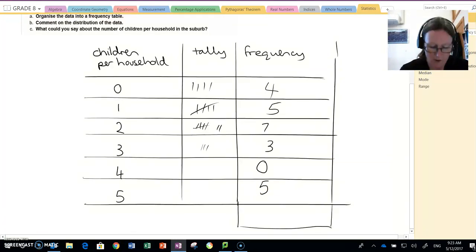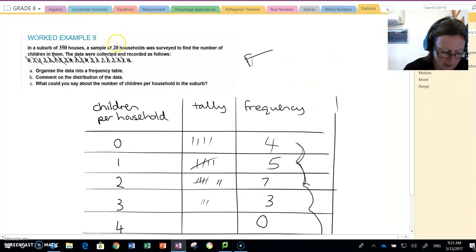What I always do is I total up this frequency column. So 4 plus 5 is 9, 9 plus 7 is 16. Ooh, what have I done? Sorry, that should have been a 1 there. Only 1 had 5 children. So let's go back. 4 plus 5 is 9. 9 plus 7 is 16. 16 plus 3 is 19. 19 plus 1 is 20. I haven't forgotten any because my total is 20, and it said here that the sample was 20 houses.